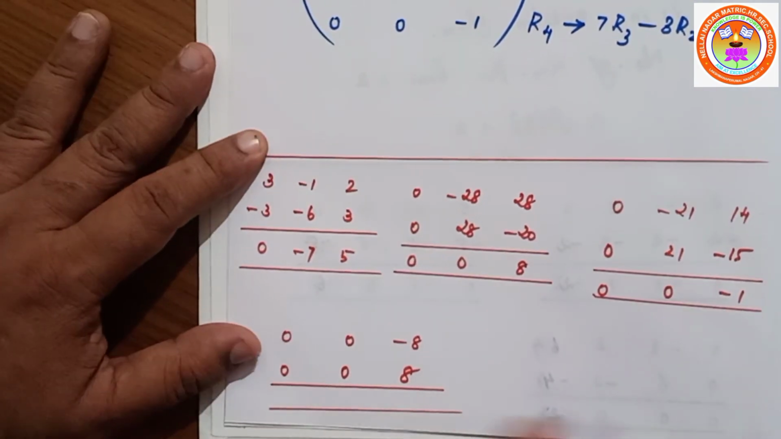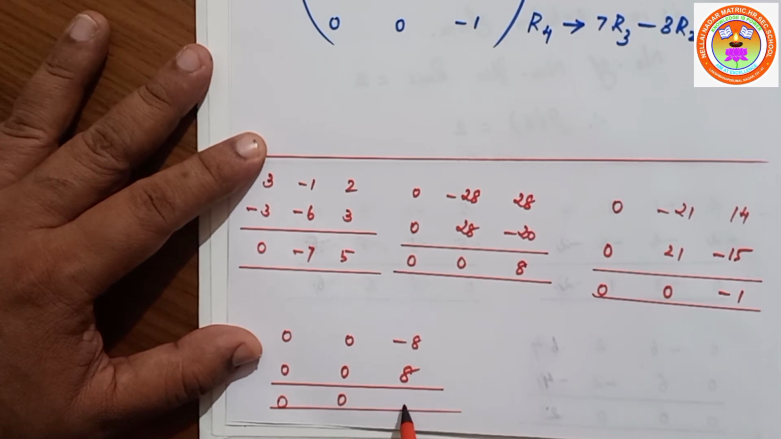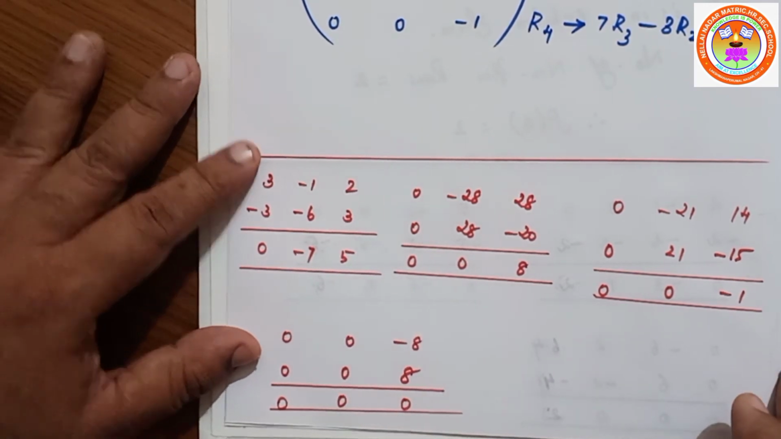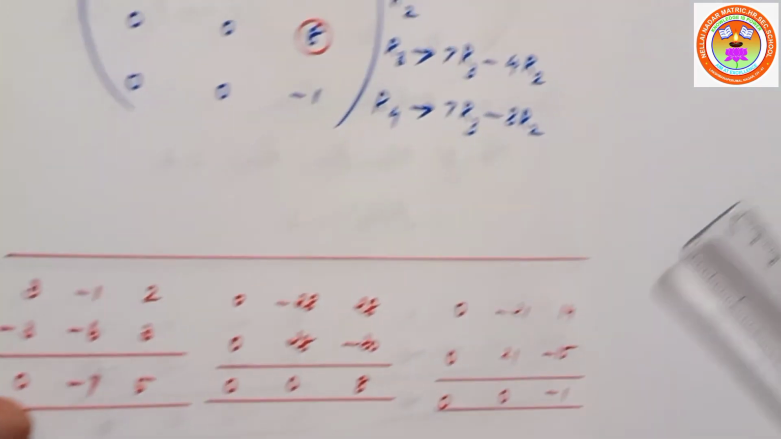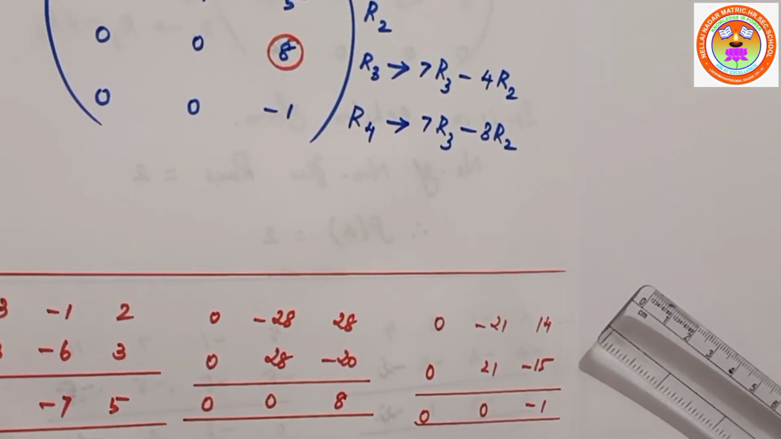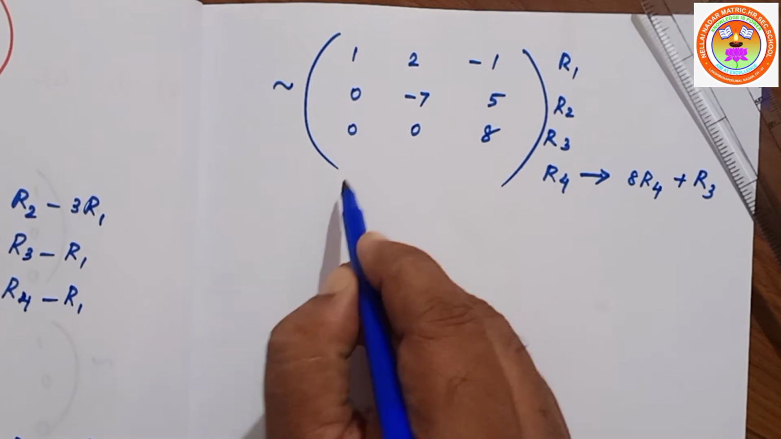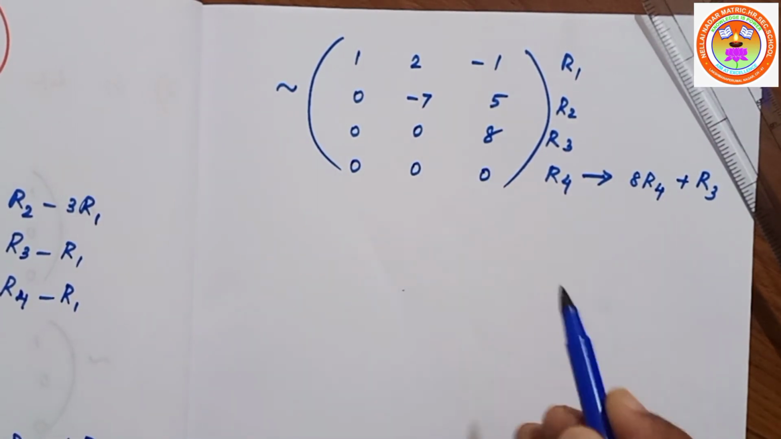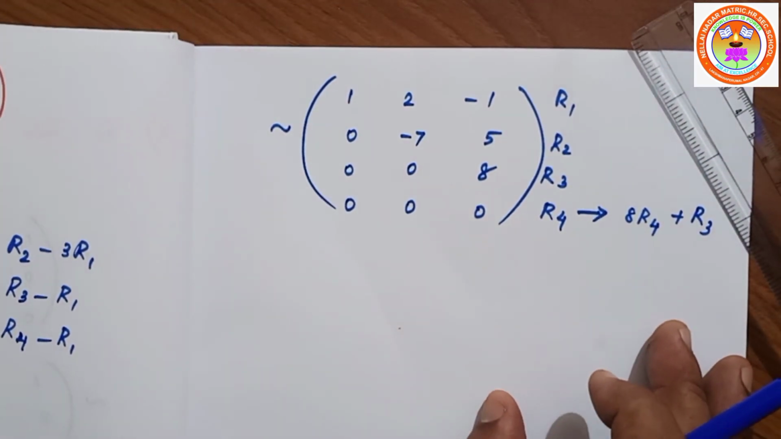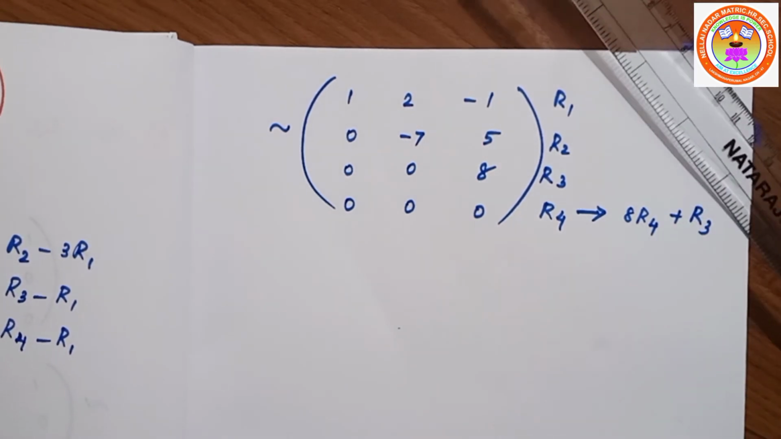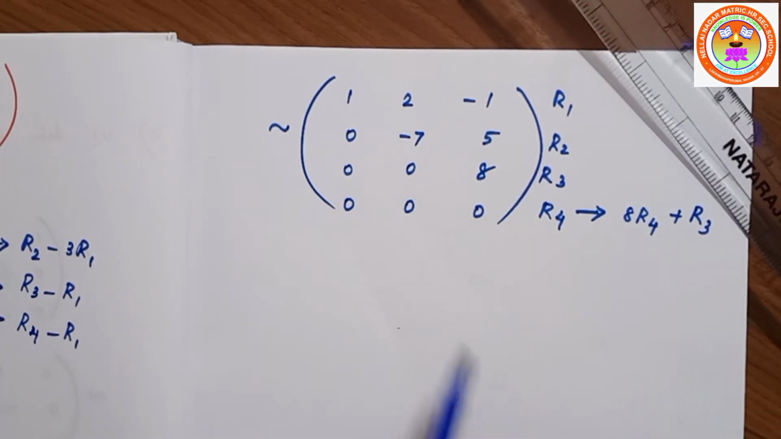So I'll be getting 0, 0, 0. Right? 0, 0, 0, right over here. 0, 0, 0, 0, 0, 0. Okay, now we have to count the number of non-zero rows. It is a completely zero row.